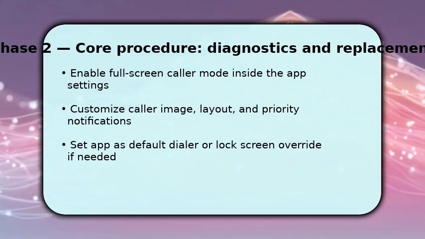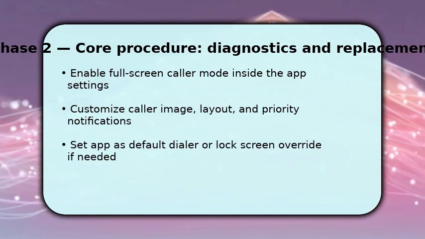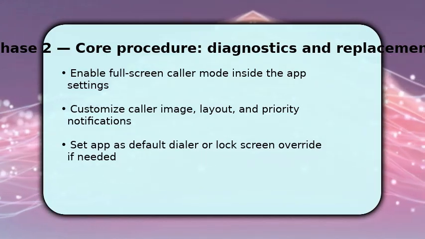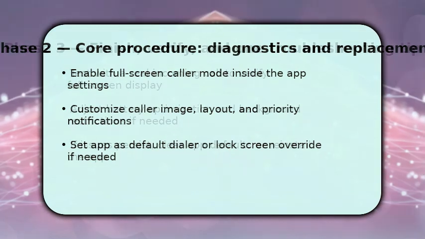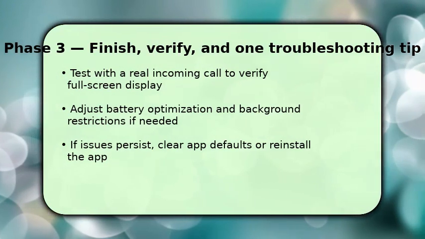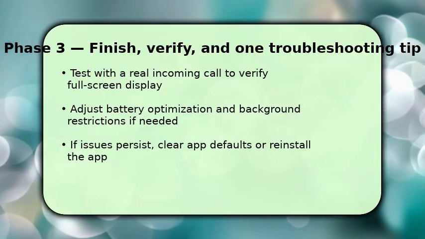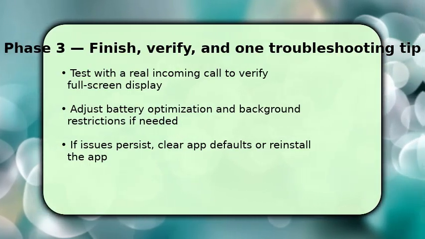If your phone blocks the overlay, make the app the default dialer or allow lock screen override. This forces the full screen view to appear on incoming calls. Finish by testing with an actual incoming call. You need to confirm the full screen overlay appears and that accept and decline buttons work.